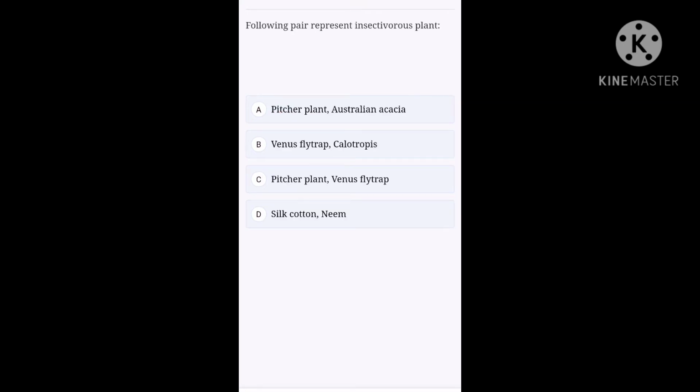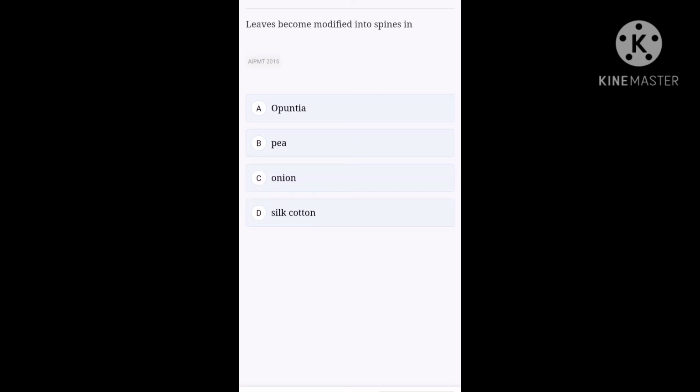Next one, which following pair represents insectivorous plants? Option A pitcher plant, Australian acacia. Option B Venus flytrap, Calotropis. Option C pitcher plant, Venus flytrap. Option D silk cotton, neem. Easy question, and the right option for the question is C pitcher plant, Venus flytrap.